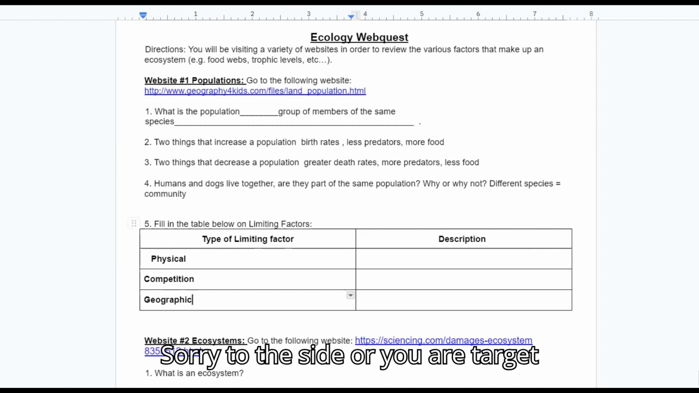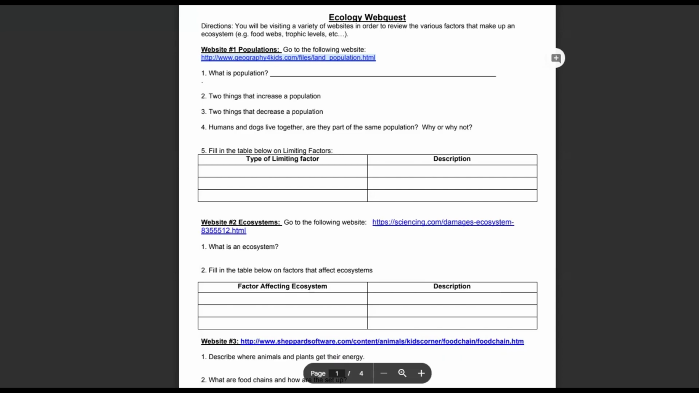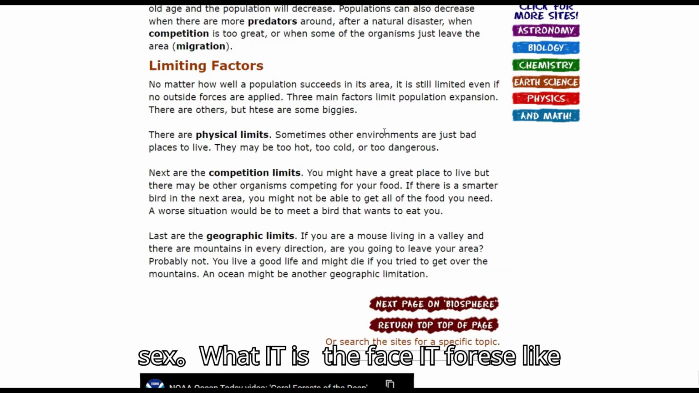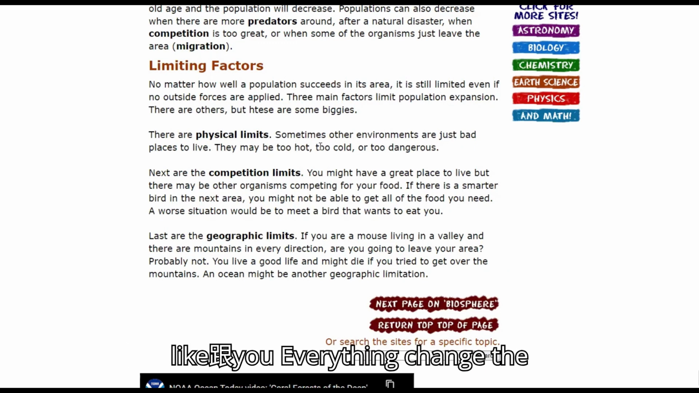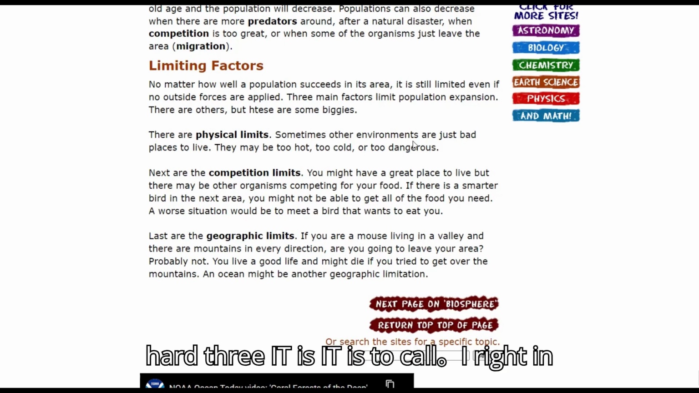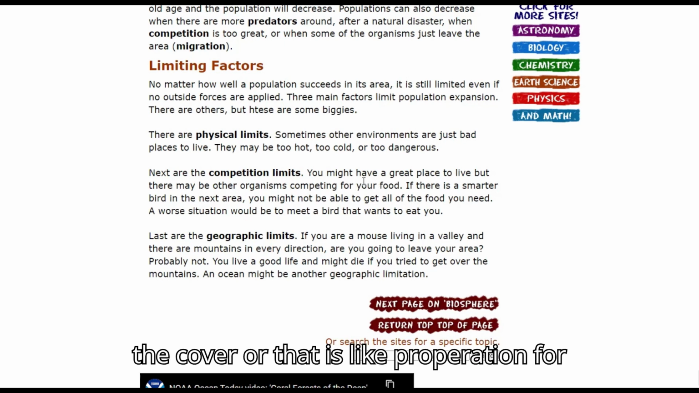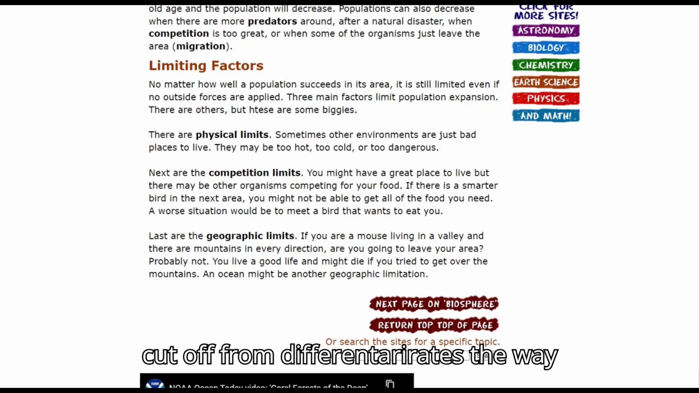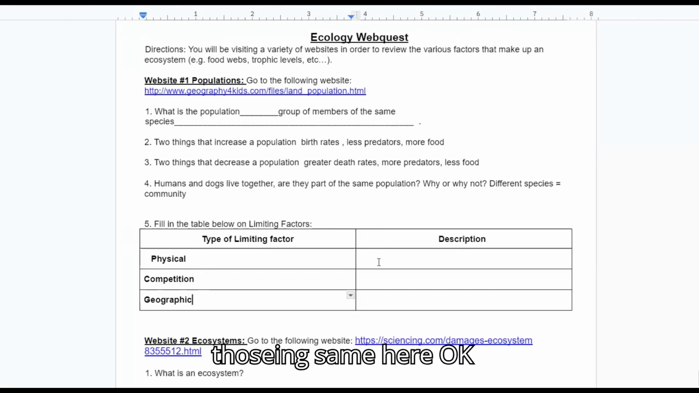Okay. So again, if you go right to the site, they're going to talk about exactly what it is. So physical means like their environments, it gets way too hot or freezes, it gets too cold. Then there's competition, like competition for food and for breeding as well. And then there's also geographic. Sometimes you get cut off from different areas. So we're just going to put those things in here.